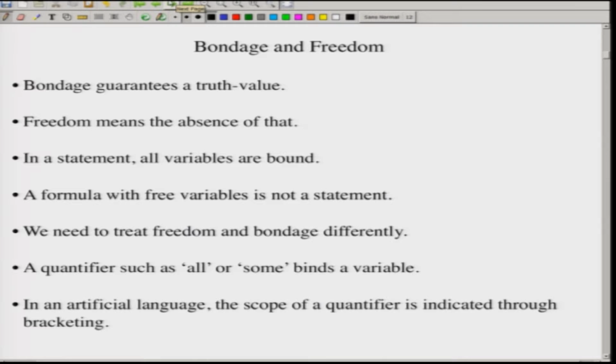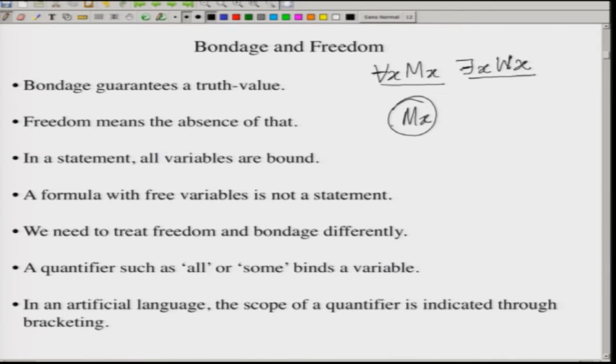Bondage guarantees a truth value. If I have bound variables, for example, I can have All x Mx or Some x Wx, which means everything is a man or there exists a woman. Both are statements because each of those is either true or false. But freedom means the absence of a truth value. So, as we have seen, Mx will never have a truth value.